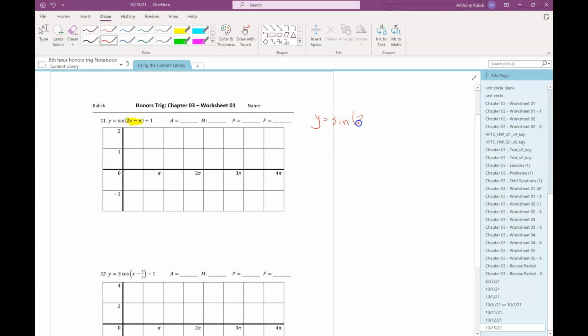So I'm going to start by factoring. I'll factor the 2 off. When I factor a coefficient off like that, I'm dividing. So 2x divided by 2 is x, and then pi divided by 2 is just pi over 2. Now from here, I can see my values for A, C, H, and K. So far, so good?